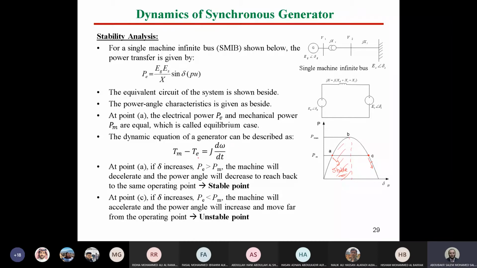Okay, so if we have this side positive, this means there is acceleration in the machine. And acceleration in the machine means the power angle will be increased. So this means at that point, if delta increases, it will increase more. So it will not return back again to the same operating point. For that, we call this an unstable point. Okay? Is it clear now?